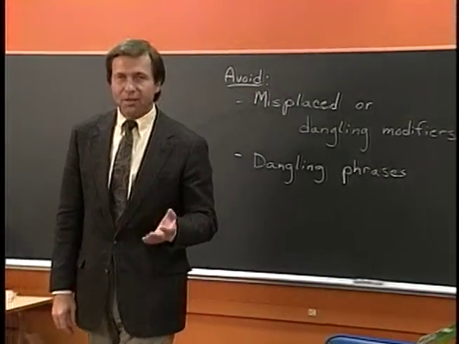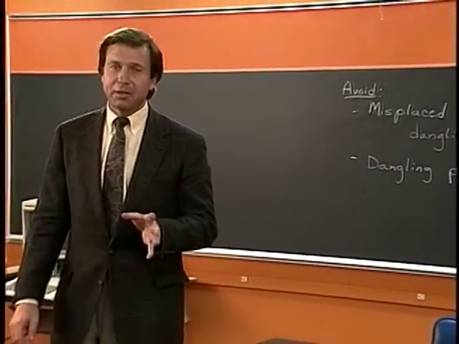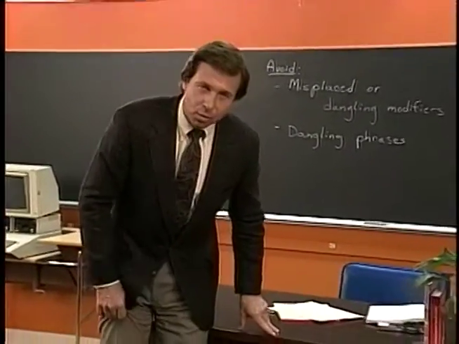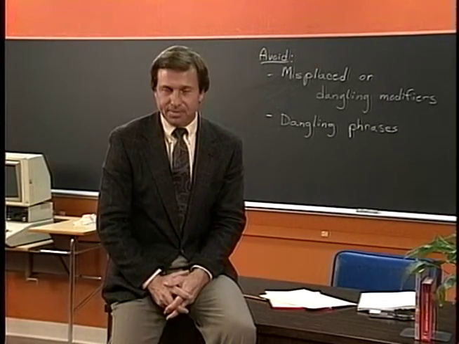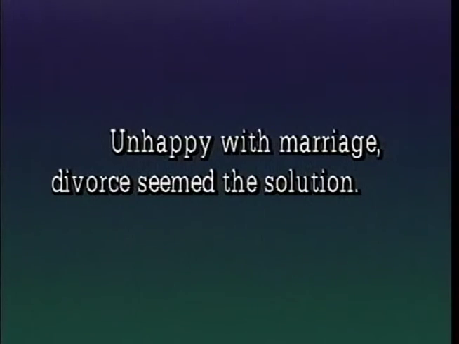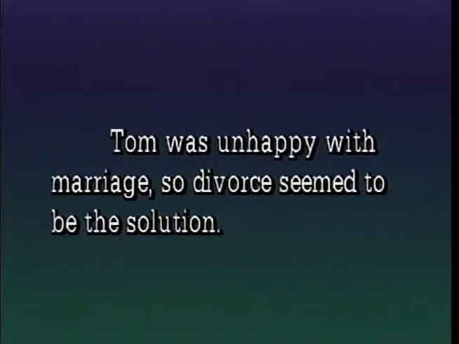Dangling phrases, another type of misplaced modifier. Dangling phrases are exactly what they sound like. Words that are dangling out there by themselves that don't seem to relate to the rest of the sentence. Look at this sentence. Unhappy with marriage, divorce seemed the solution. Who was unhappy with marriage? There is no clue in the sentence as it is written. The phrase, unhappy with marriage, is dangling. To rewrite the sentence so the phrase is connected to another part of the sentence, we would have to say, Tom was unhappy with marriage, so divorce seemed to be the solution.